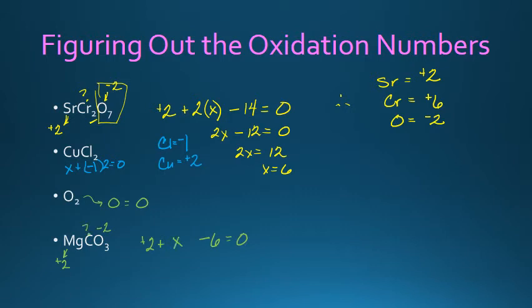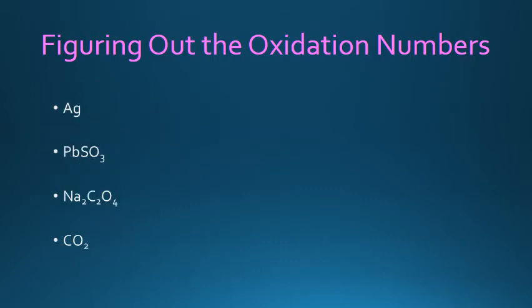Don't know it? Well, let's see. Then it becomes simple algebra. X minus 4 equals 0. Therefore, we can write that magnesium has an oxidation number of positive 2, carbon has an oxidation number of plus 4, and oxygen has an oxidation number of negative 2. What is the oxidation number on silver?